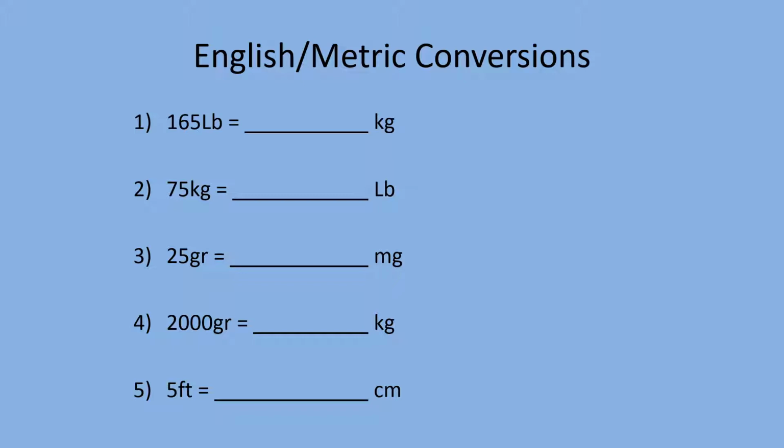Pounds to kilos. Do you multiply or divide? What's the conversion factor? 1 kilo is how many pounds? 2.2 pounds. So are you going to multiply or divide by 2.2 pounds?